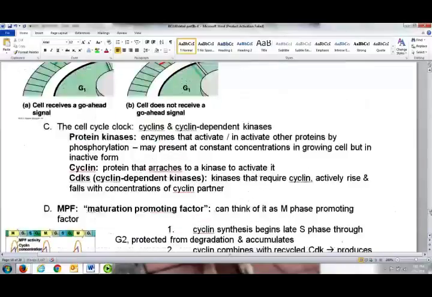So we have a cell cycle clock that's going to help to control things. It's going to use the protein kinases. So these are enzymes that are going to activate and inactivate other proteins by phosphorylation. These can be present at constant concentrations in a growing cell, but in an inactive form.